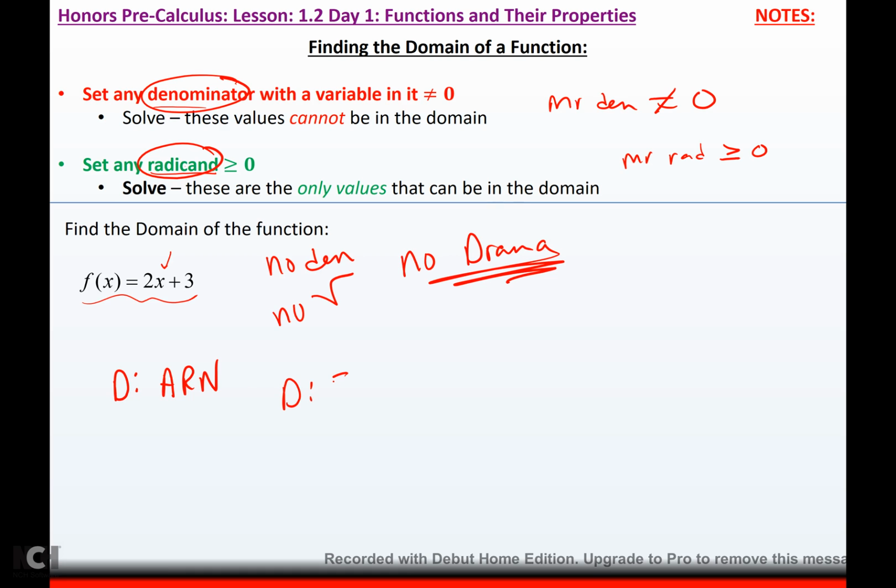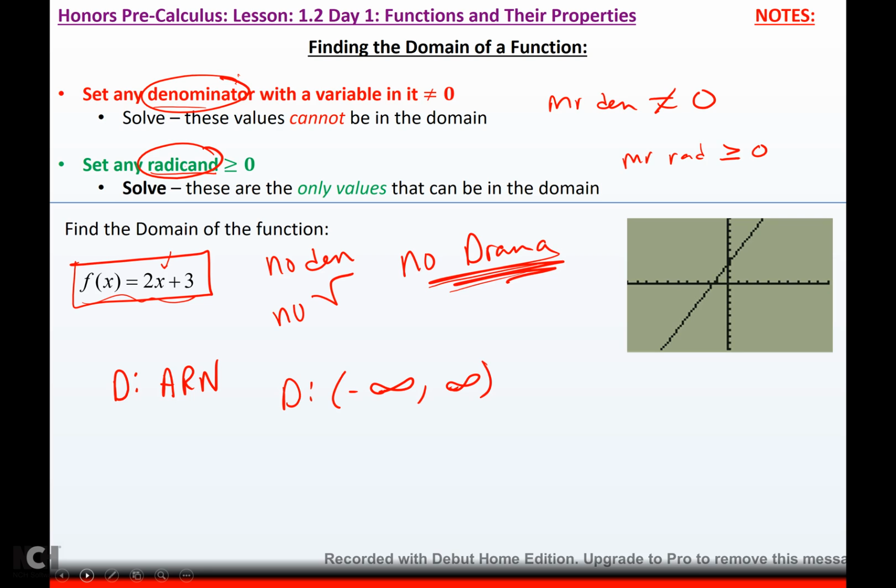That can also be written as, round bracket, your domain goes from negative infinity to infinity. And what that means is every x in the universe is welcome at this party. There's no drama going to happen by an x coming that would make a denominator 0 or make a radicand negative. Okay? Every x is welcome. There's no bad x's for this problem. And if I look at the graph, your domain goes forever, never left, and forever, never right. Your domain is all real numbers.